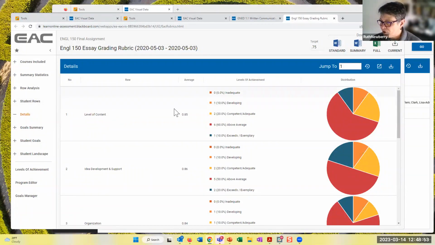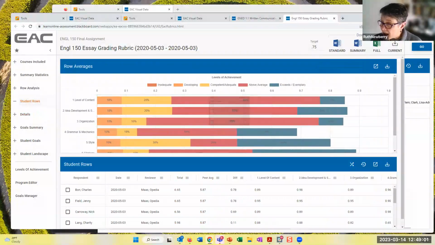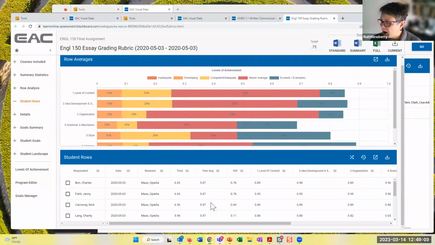So like this first row, we have one student in the developing. And again, one student in the developing. Who are they? This is where you can come down here. This is just that row by row distribution, but now I can see all my students.